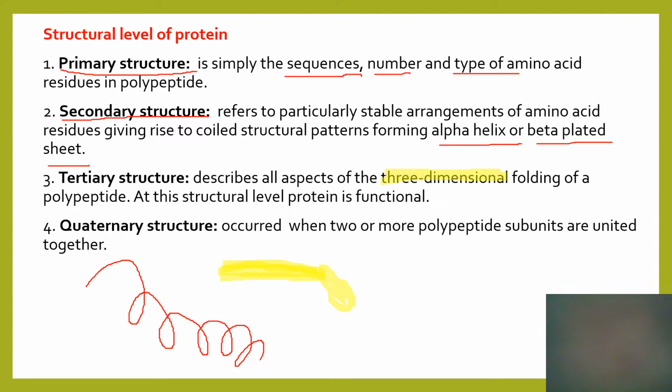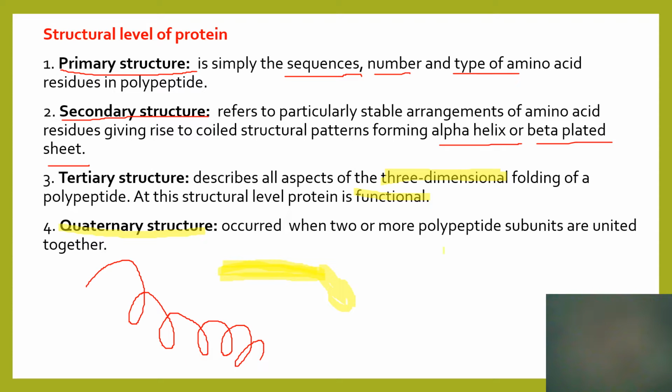Most protein molecules at tertiary structure are functional at this stage, but still some protein molecules need an additional structural level, which is known as quaternary structure. In quaternary structure, two or more polypeptide molecules that reach a tertiary structure will assemble together.